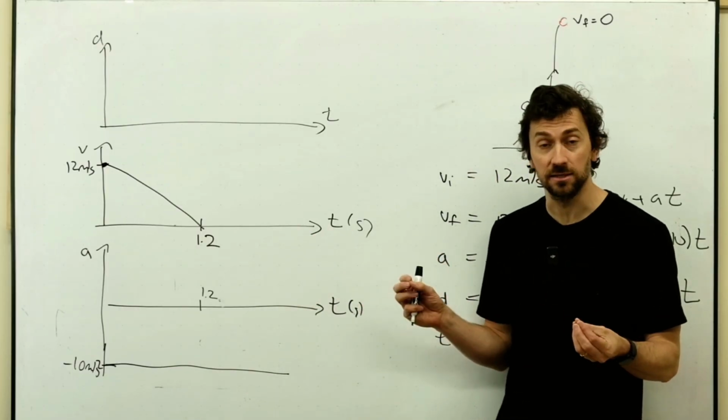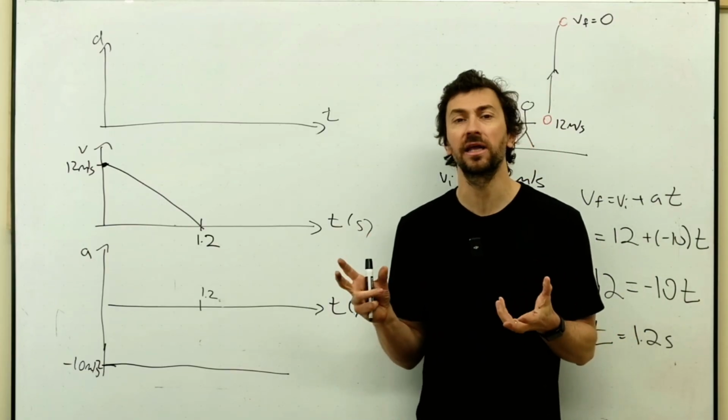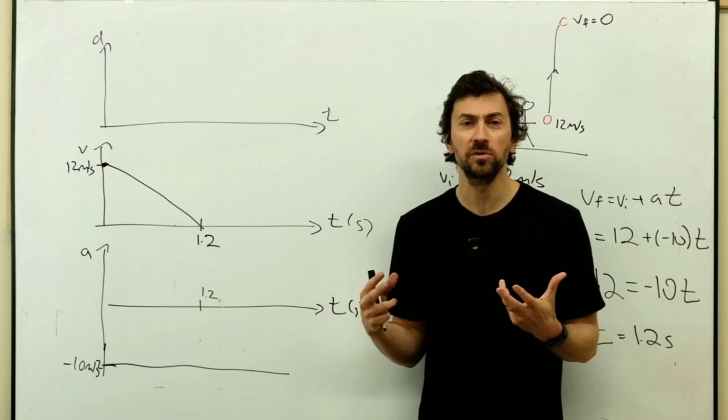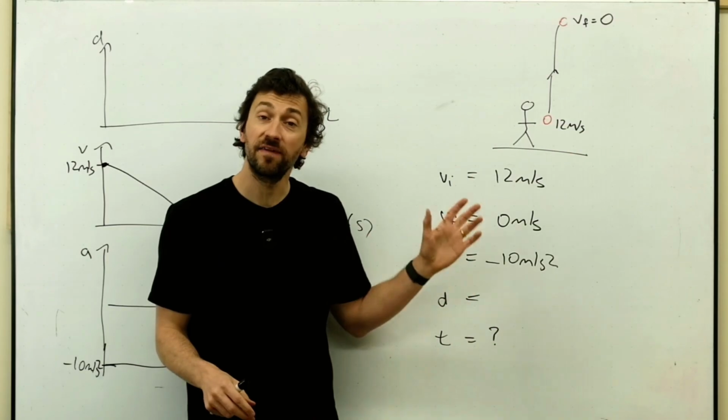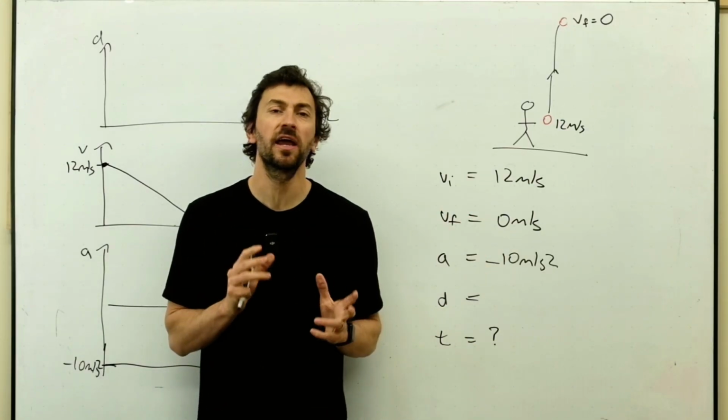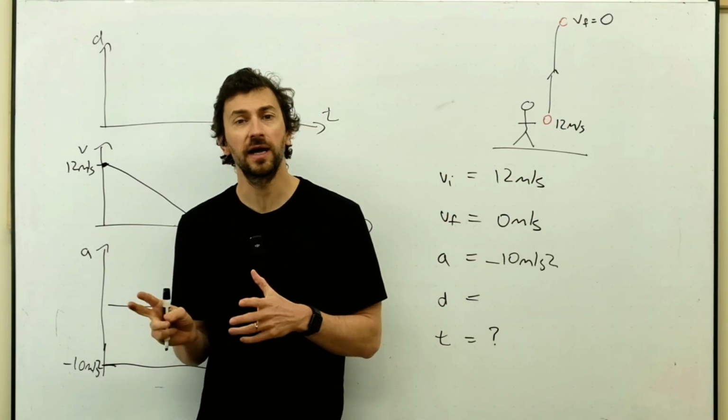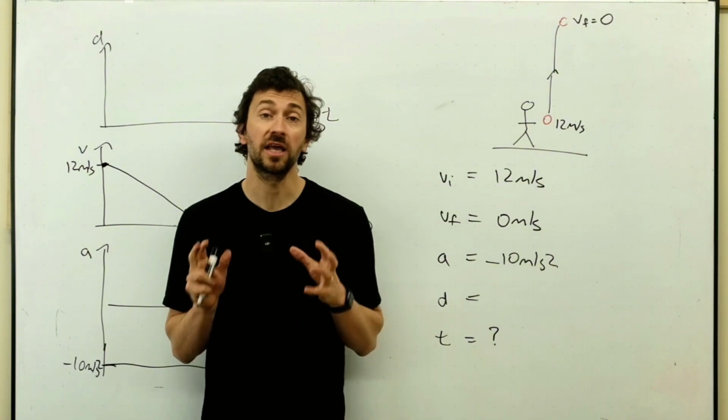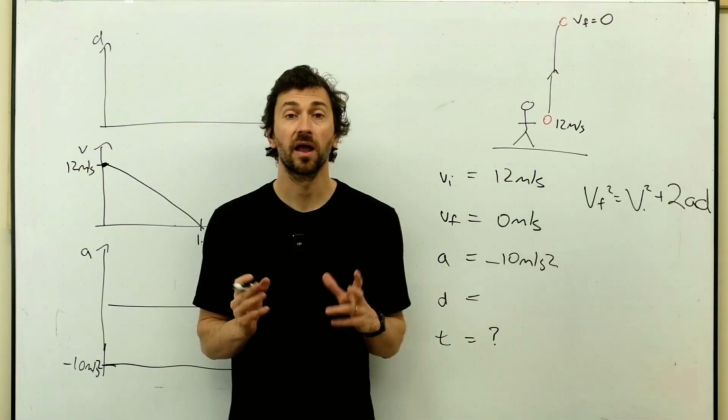How about distance? I can actually calculate distance as well. I need to do some more kinematics equations. If I have these numbers, I could use Vf squared equals Vi squared plus 2Ad to calculate the distance. There it is.